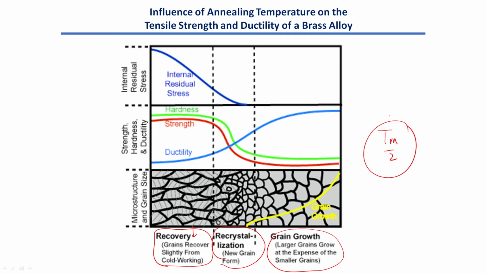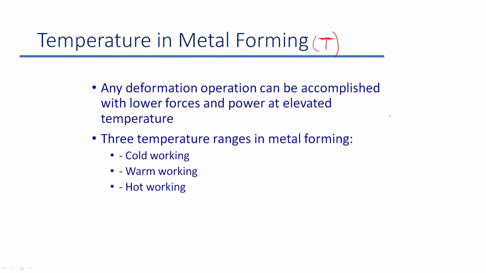Hot working is defined as working done above the recrystallization temperature, above 0.5 Tm, and cold working is always considered working at a temperature less than 0.3 Tm. Between 0.3 Tm and 0.5 Tm, any working done is called warm working. That is typically how we define these three designations of hot working, cold working and warm working. These three are defined based on that.